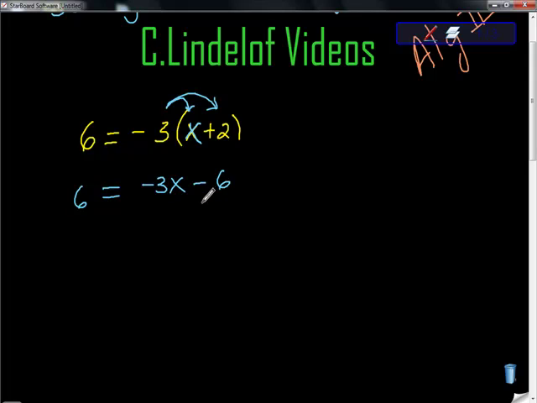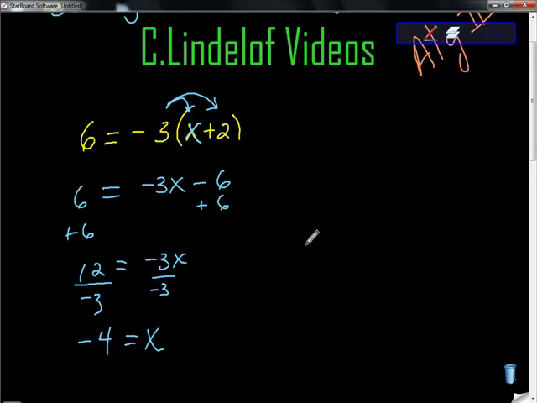We're going to add the opposite here, because remember we're trying to get this x by itself. So plus 6. So we get 12 is equal to -3x. Again, trying to get to the x, so we're going to divide now by -3 on both sides, and we get -4 equals x.